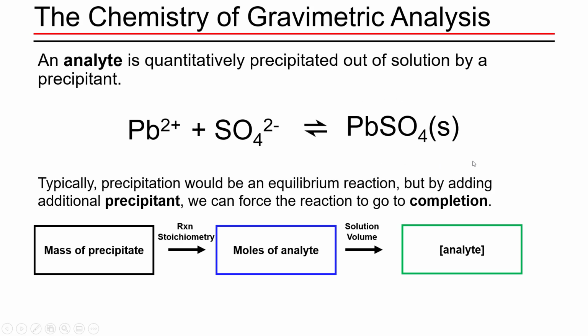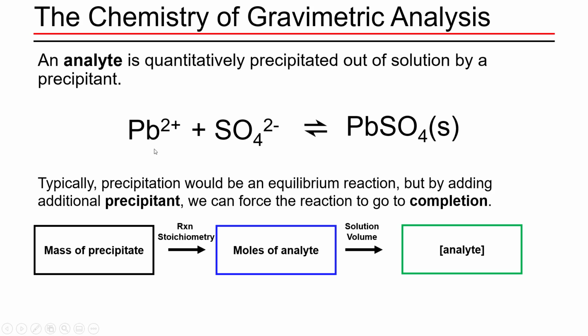And one last thing to note is that, as you guys hopefully remember from general chemistry, most precipitation reactions are actually equilibrium processes, right? And so the equilibrium concentration of the two ions after the precipitation reaction has come to equilibrium will have essentially a non-zero value.